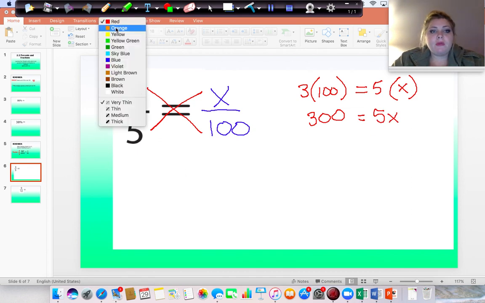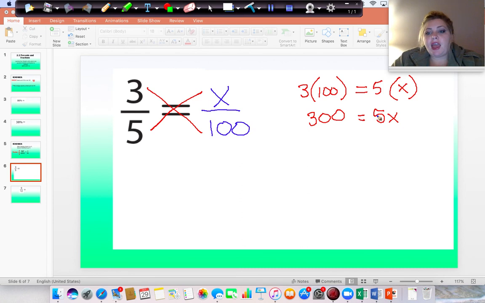Now, when you have a letter next to a number, that means they are being multiplied together. And to solve, this is a multiplication equation, to solve for x, you need to divide both sides by 5. 5 divided by 5 is 1, and 1 times x is x. 300 divided by 5, if you need to do that off to the side, you can.